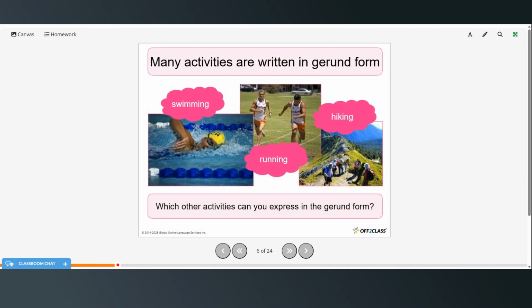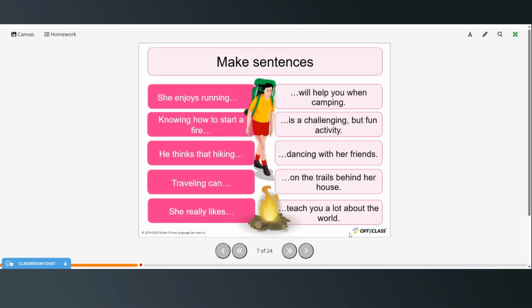So many activities are written in gerund form: swimming, running, hiking, and think of some other activities that you can express in gerund form. Playing, walking, singing, studying. So all of those are activities you can express in the gerund form, and there are more. So now match the two halves of the sentences.